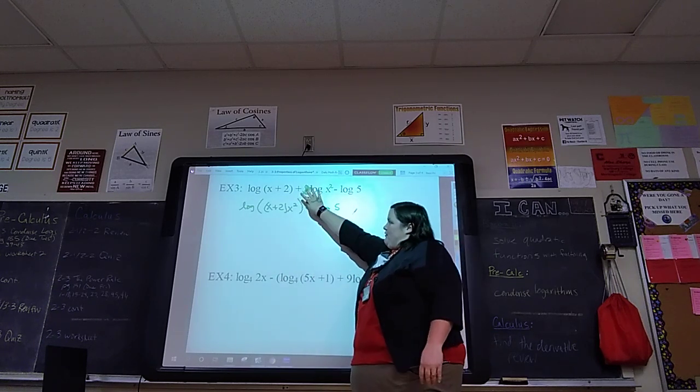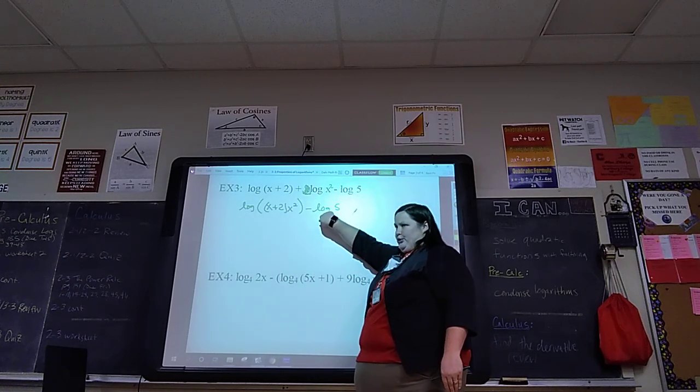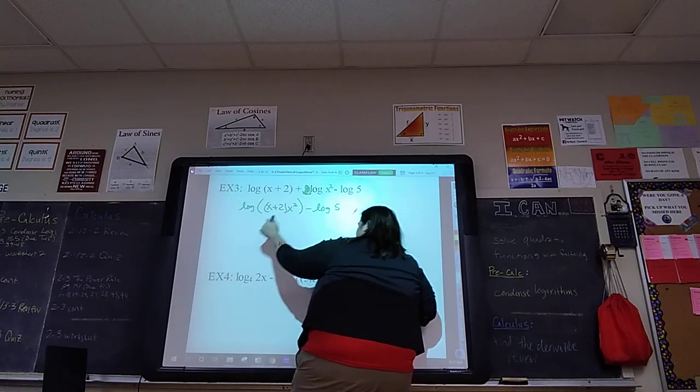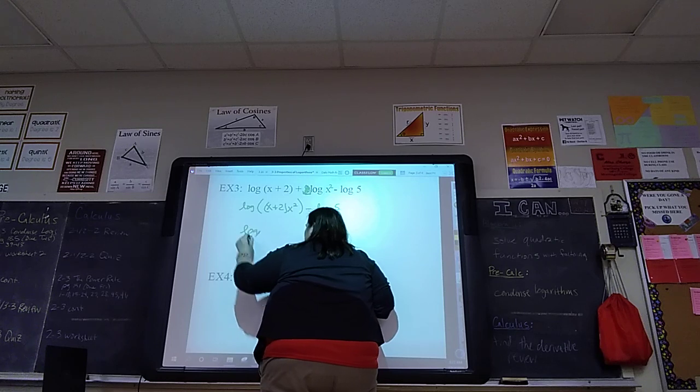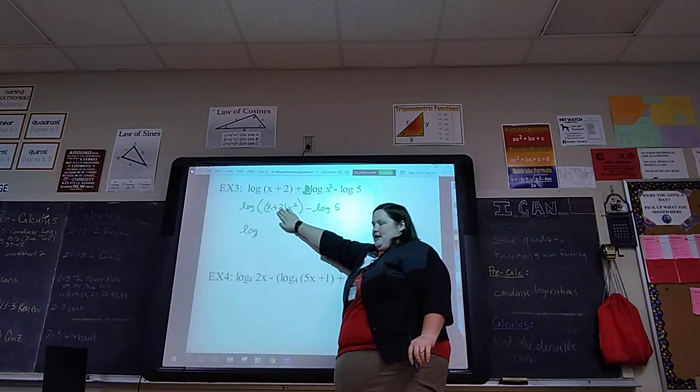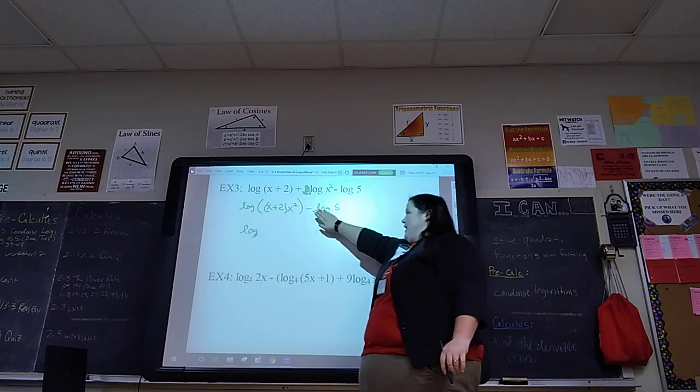So now I'm down from 3 logs to 2, so I'm going to condense it down to just 1 log. So these 2 logs have a subtraction in between them. So what does that translate to? Division. Yeah, so we're going to take all of this, which I'm going to distribute now, and it's going to be divided by 5.